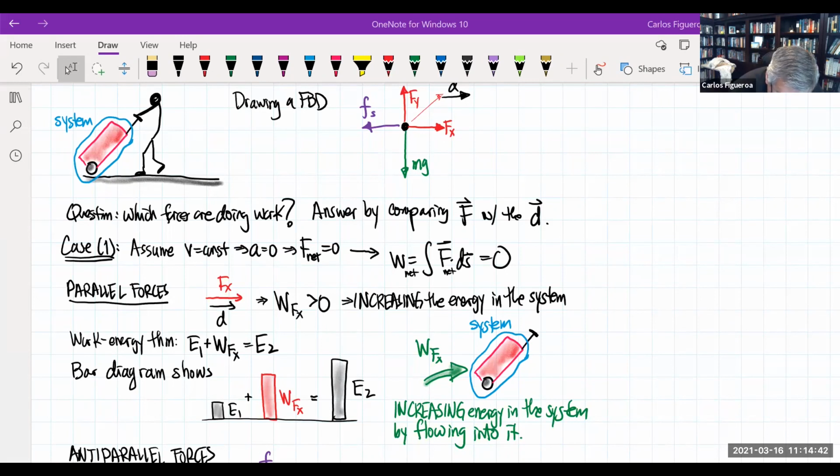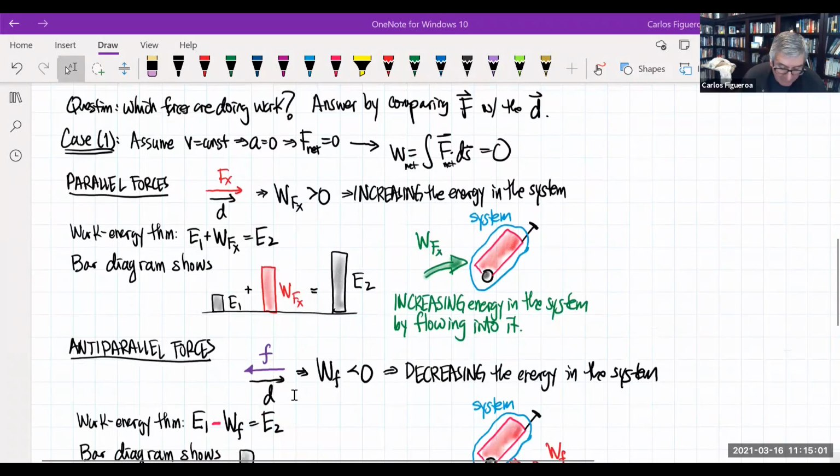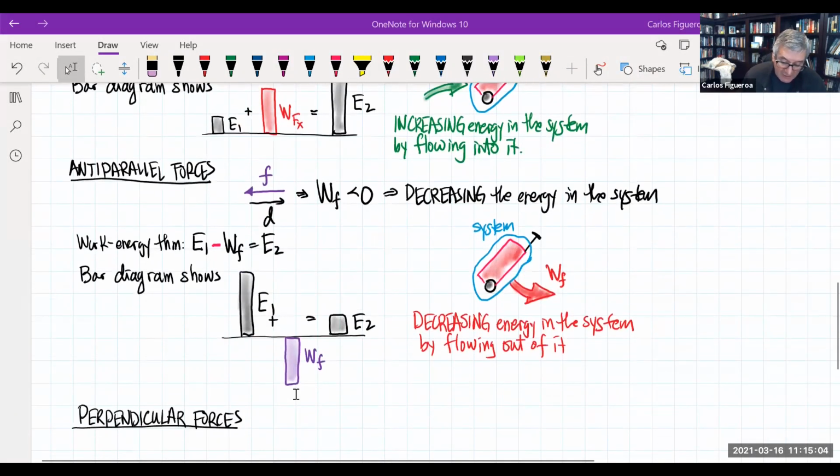So picture-wise, here's my system of the luggage. And the work done by F of X flows into the system. And as it flows into the system, it's increasing the energy of the system. And that's what that bar diagram, and that's what that overall systemic view looks like. So then I get to anti-parallel forces. In this scenario, the frictional force is opposite to the direction of the displacement. Therefore, the work is negative. If the work is negative, that means that the work of friction is decreasing the energy of the system.